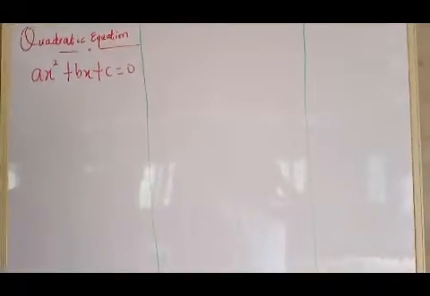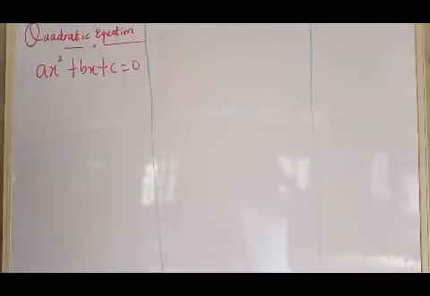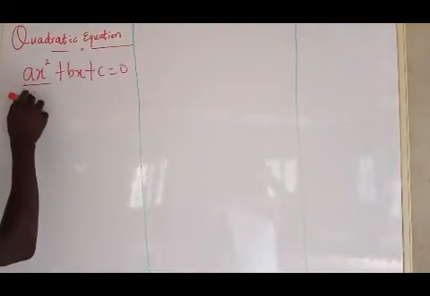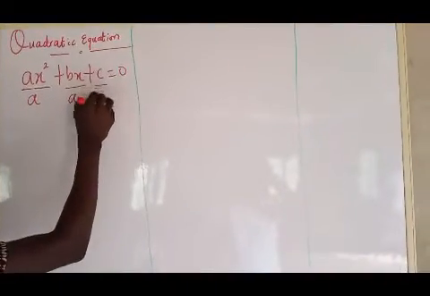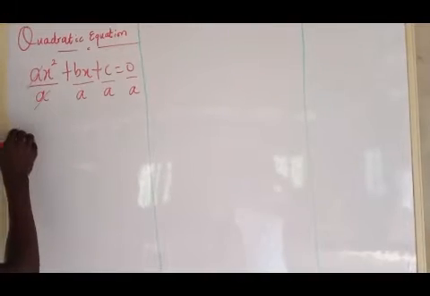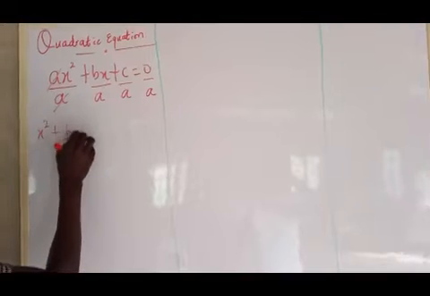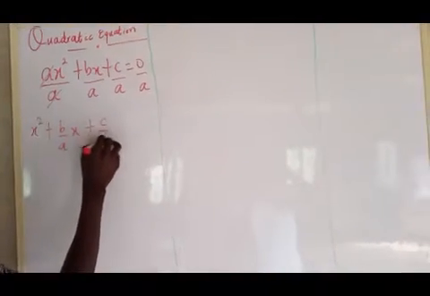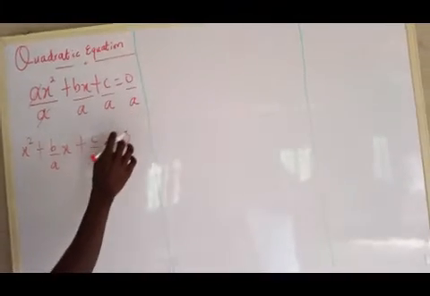Alright. So the first step you do is, when you have your quadratic like this, divide through by a, which is the coefficient of x squared. So your a will cancel a here. Then you have x squared plus b over a x plus c over a equals 0, because 0 divided by a will give us what?